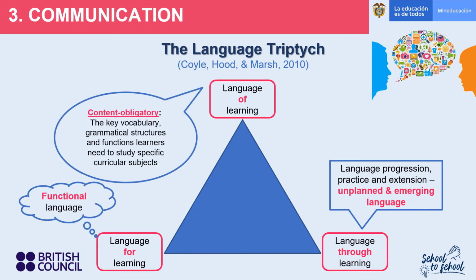In sum, communication, the third C in CLIL, involves the language triptych: language of learning, language for learning, and language through learning. Communication involves using language to learn while learning to use the language. Language teachers can help content teachers in identifying the language of, for, and through learning, and provide linguistic tools for them to be able to incorporate the language triptych in their lessons and in the classroom.